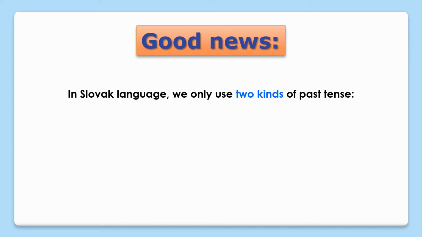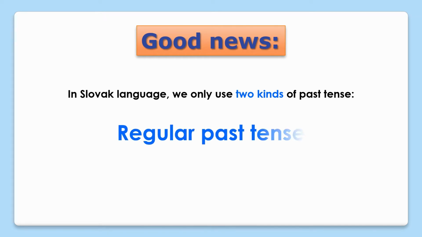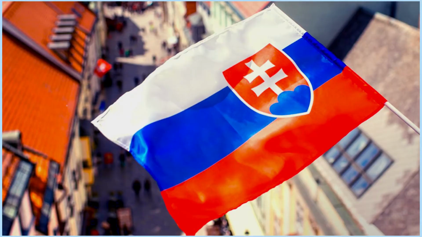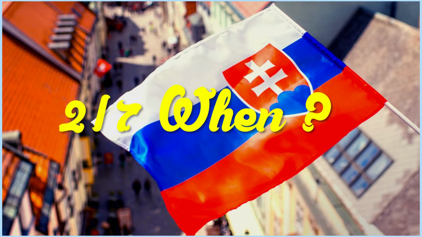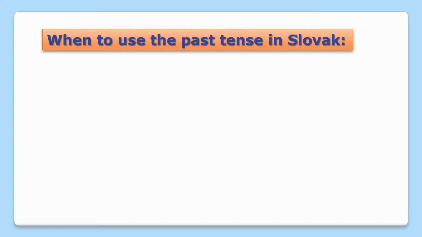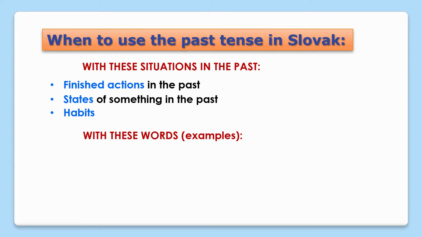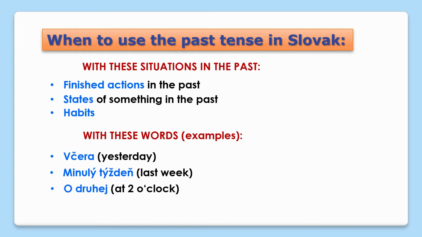In Slovak language, we only use two kinds of past tense: regular past tense and irregular past tense. We use the past tense in Slovak in these situations: finished actions in the past, states of something in the past, and habits. And we also use it with these words, for example, včera, minulý týždeň, o druhej, or 2003.